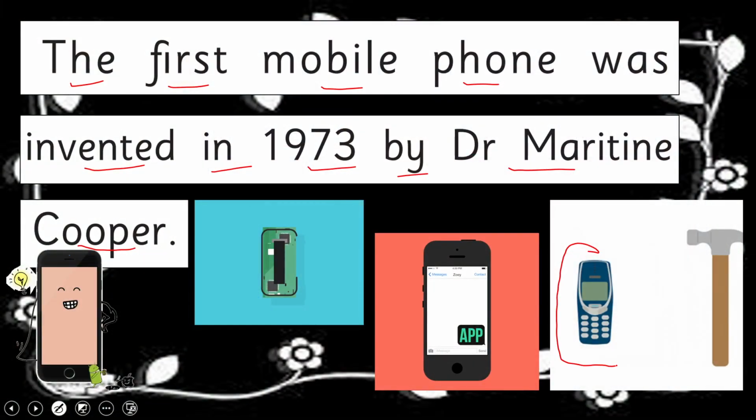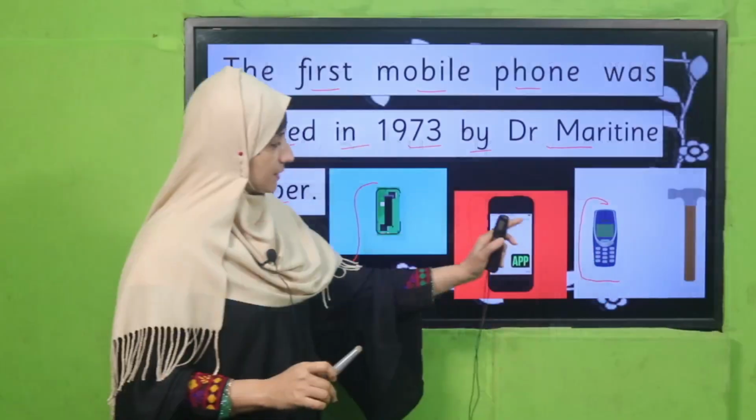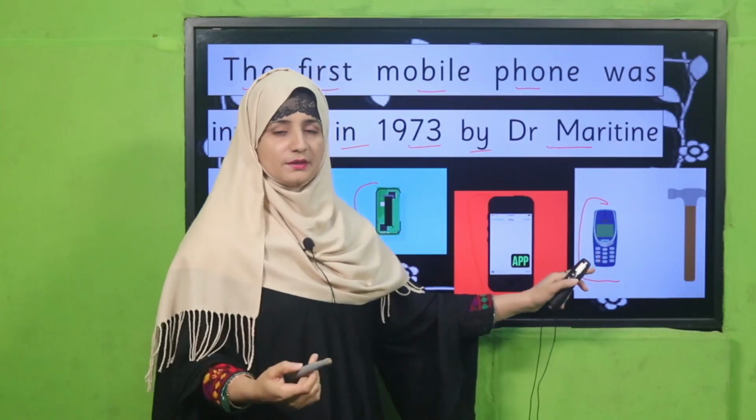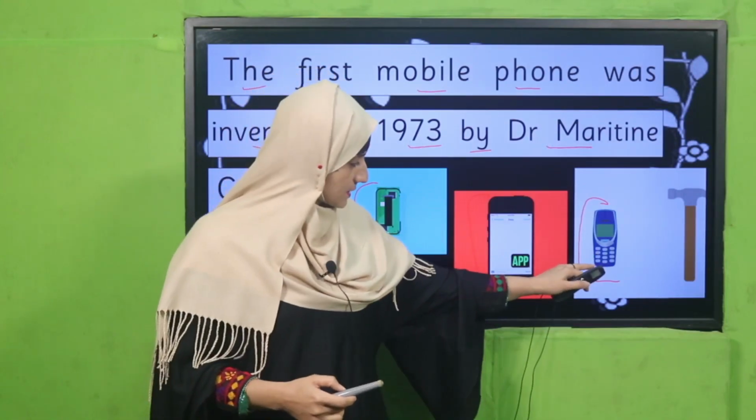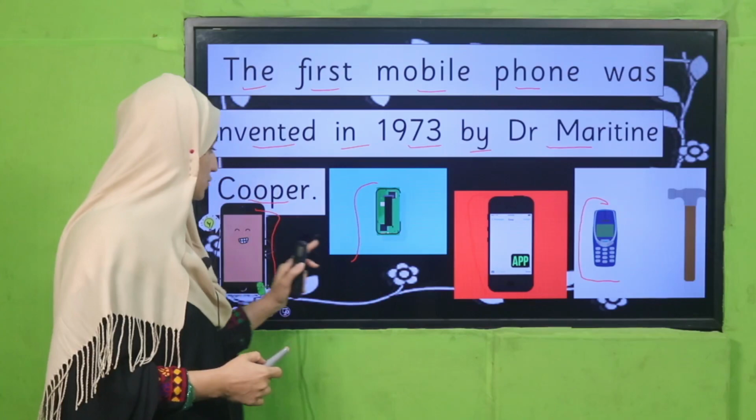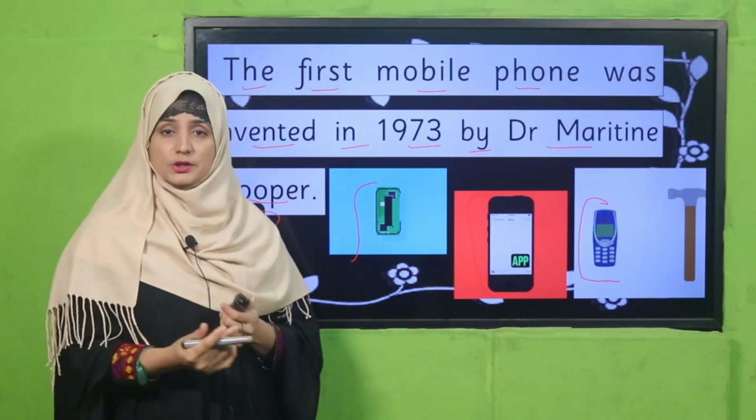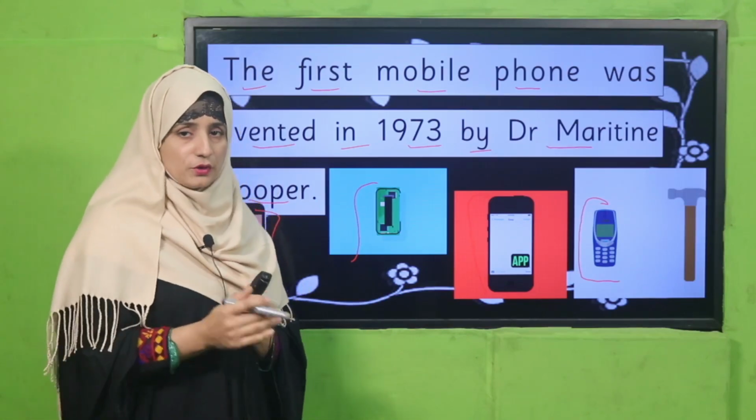By the passage of time, it developed and changed into different shapes. Like when the mobile phone was invented, it was like that. And next, step by step, now we are using Android cell phones. So have you got that?